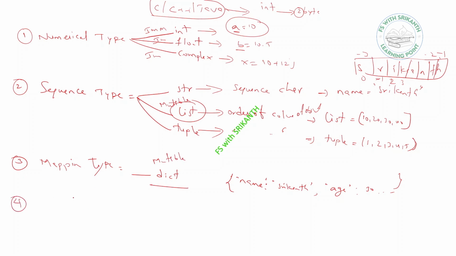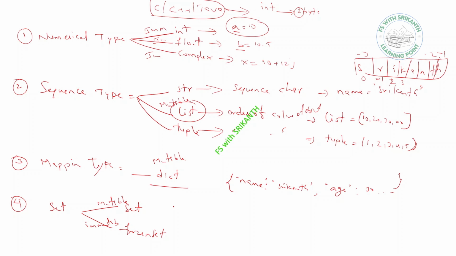And the fourth one is the set type. Sets are of two types, set and frozen set. The set is mutable and the frozen set is immutable. Immutable means modifications are not allowed once we declare it, though the memory mapping can change, while mutable allows modification, recreation, everything.